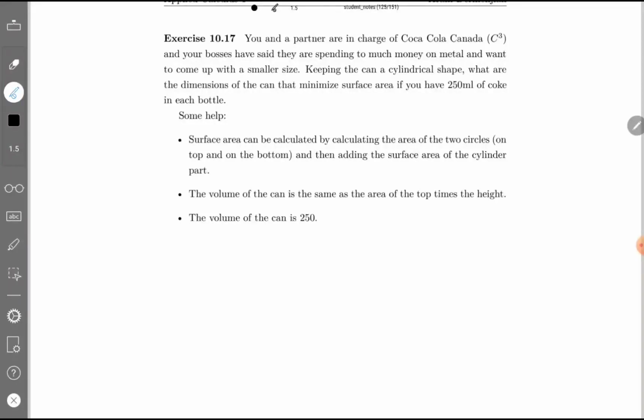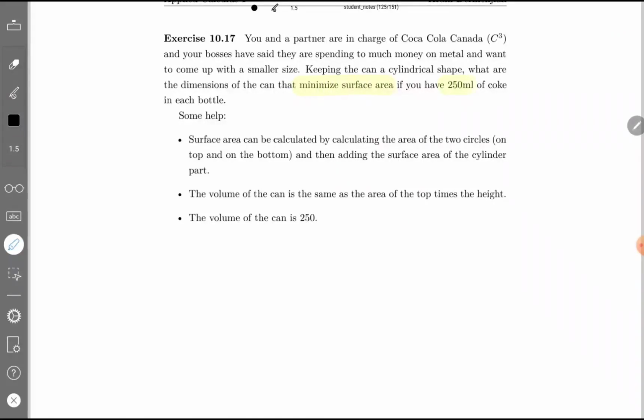All right. Hopefully you paused the video and tried it out. So let's actually try to figure this out. What we're trying to do is minimize our surface area.